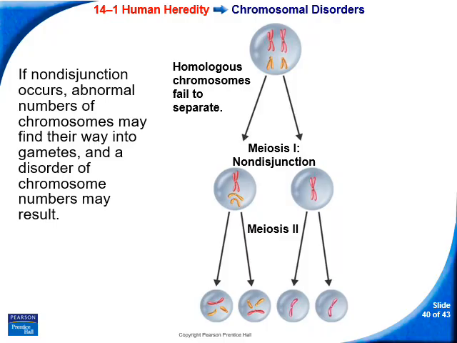2N is supposed to be a diploid. But this is an N plus 1. This is an N minus 1. These are all gametes. They could be egg, they could be sperm. When they fertilize their counterparts, these abnormal gametes will have 1 chromosome more than the normal 46. This will have 1 chromosome less than the normal 46.